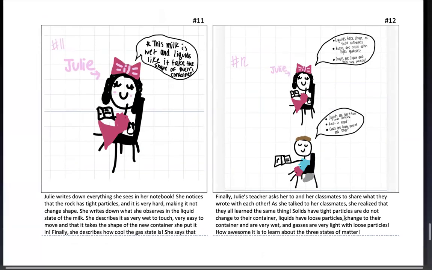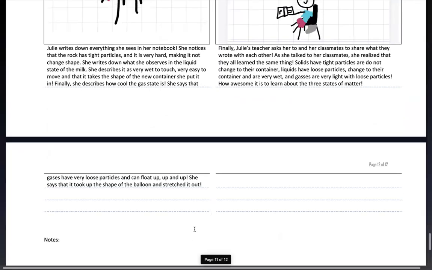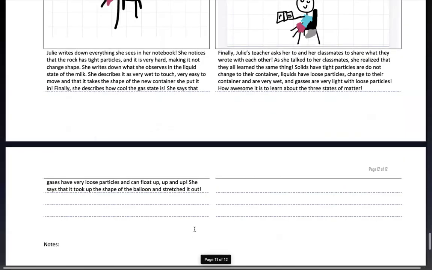She writes down what she observes in the liquid state of milk. She describes it as very wet to touch, very easy to move, and that it takes the shape of a new container she put it in. Finally, she describes how cool the gas state is. She says that the gas is very light, and gases have very loose particles that can float up, up, up. She says that it took the shape of the balloon and stretched it out.